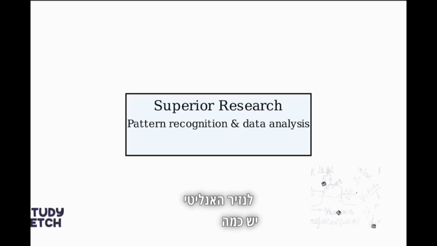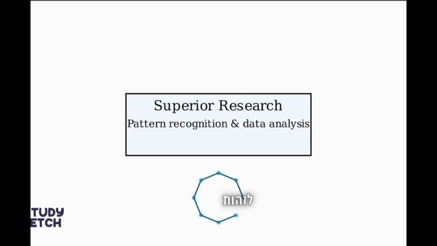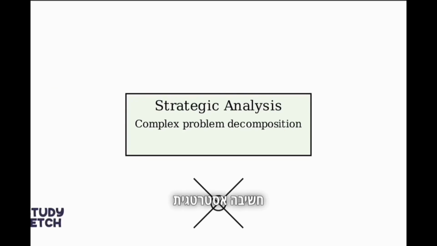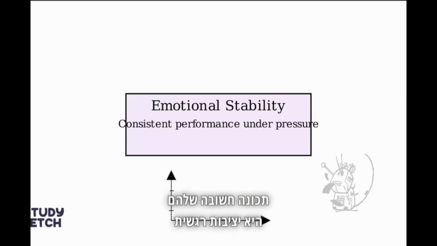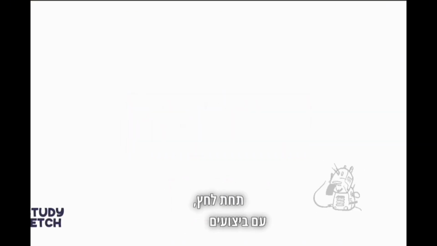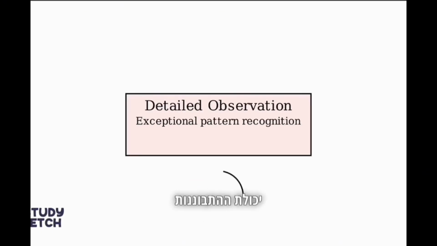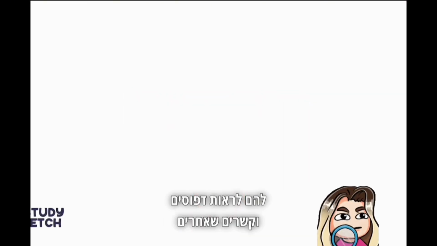The analytical monk possesses several key strengths that make them exceptional problem solvers. Their superior research abilities allow them to identify patterns and analyze complex data sets with remarkable accuracy. Strategic thinking enables them to break down complex problems into manageable components. One of their most valuable traits is emotional stability under pressure, maintaining consistent performance regardless of circumstances. Their capacity for detailed observation allows them to notice subtle patterns and connections that others might miss.